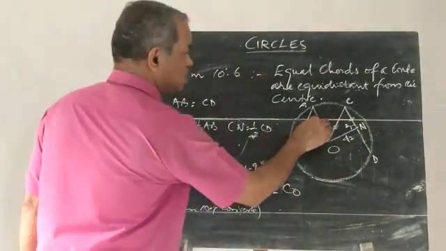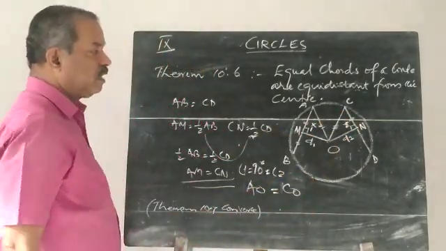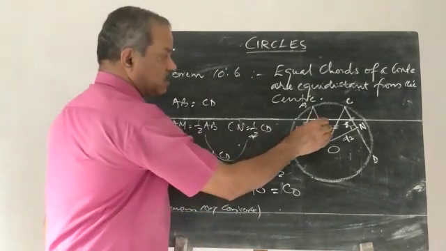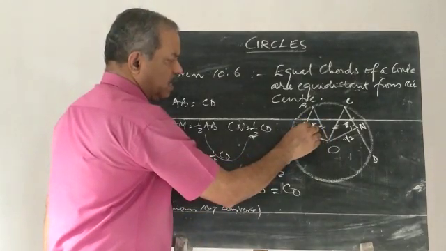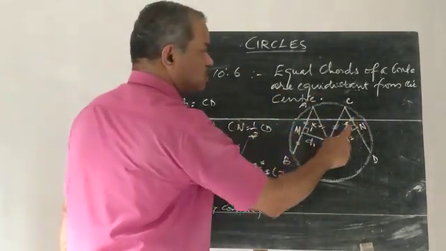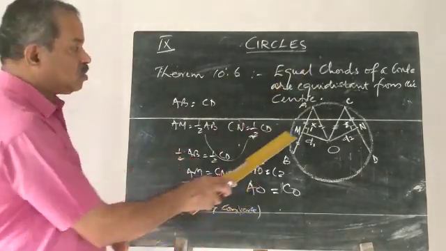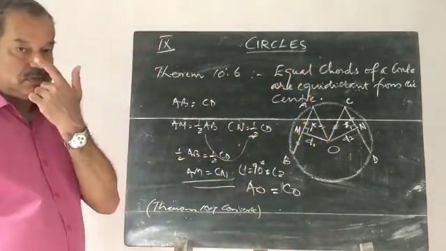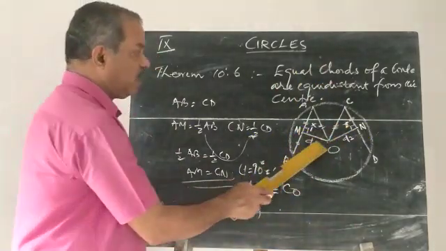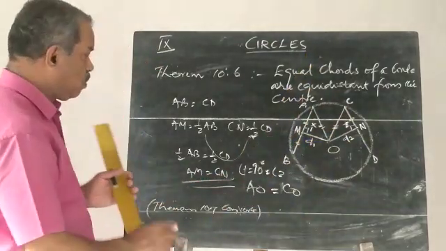So what about these two triangles? Triangle AMO and triangle CNO are congruent by the RHS theorem: right angle, hypotenuse and side of one triangle are equal to the corresponding parts of the other. So what about MO and NO, or D1 and D2? They are equal, corresponding parts of congruent triangles.